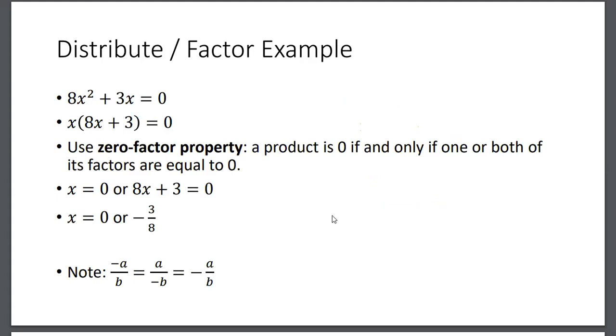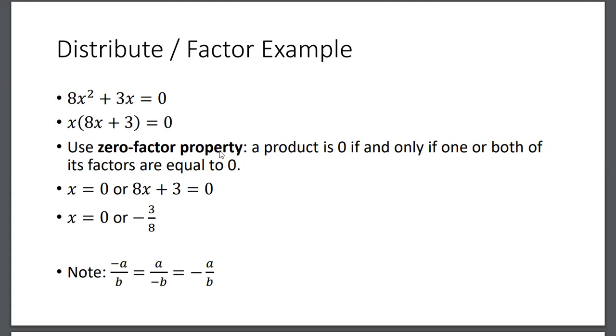Distribute and factor example. The original equation, 8x squared plus 3x equals 0. There's a common x in each term. We factor it out, and we now have x times the binomial, in parentheses, 8x plus 3 equals 0. This is a product, a multiplication of two expressions.